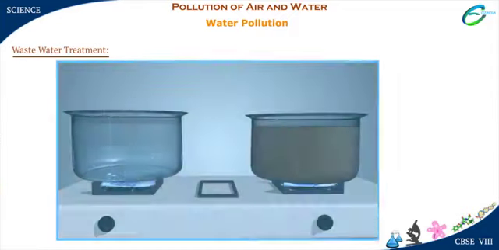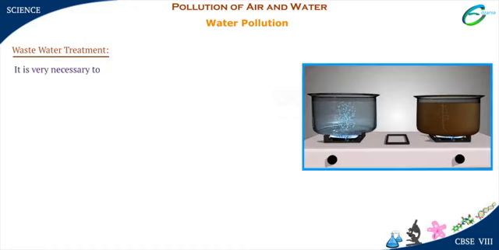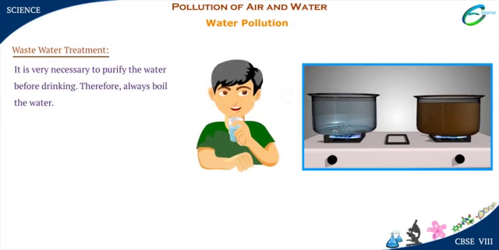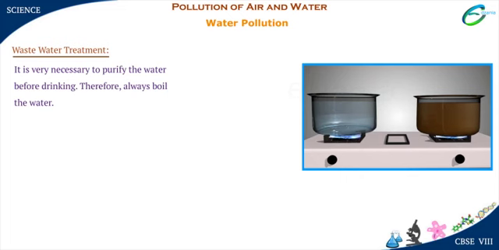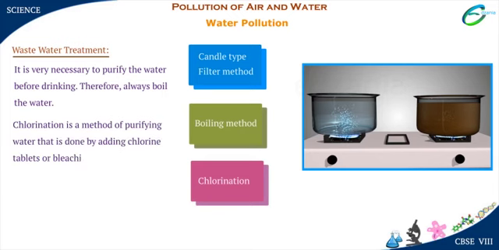Wastewater treatment. Though we know by now what water pollution is, it is not necessary that only dirty water can be polluted. Sometimes it so happens that even though the water might look clean, it might not actually be clean. Therefore, it becomes essential to purify water before drinking. Water which is considered suitable for drinking is called potable water. Potable water can be obtained in the following manner. Chlorination is a method of purifying water that is done by adding chlorine tablets or bleaching powder to the water.